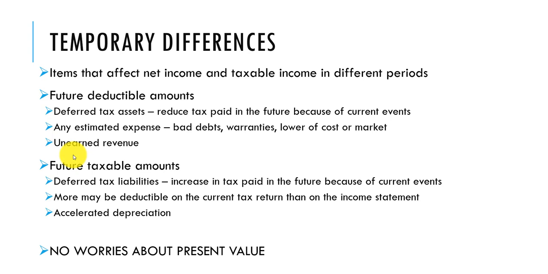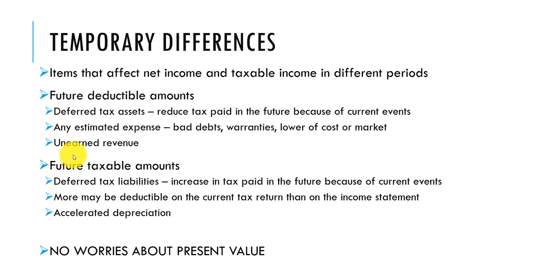Now, the more complicated and, perhaps you might say, more frustrating are the temporary differences, because these actually have to be accounted for with journal entries, unlike your permanent differences. They affect net income and taxable income in different periods. So something may be included on the income statement this year in 2018, and then on the tax return in 2019, or vice versa. Those are what we refer to as temporary differences.